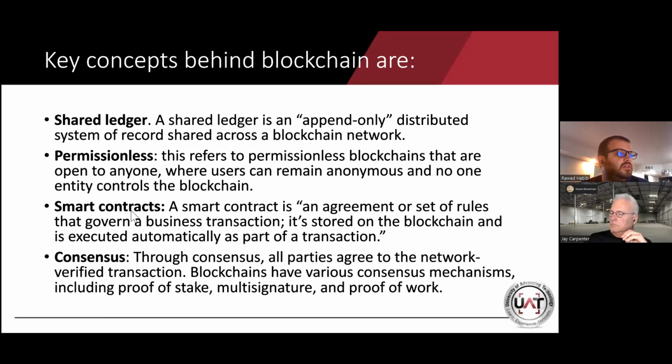Smart contracts. A smart contract is an agreement or set of rules that govern a business transaction. It is stored on the blockchain. It's executed automatically as part of the transaction. So where Rawad sent Adam $100, I'll write it inside a smart contract, which is a program that runs on a blockchain. So I execute it.